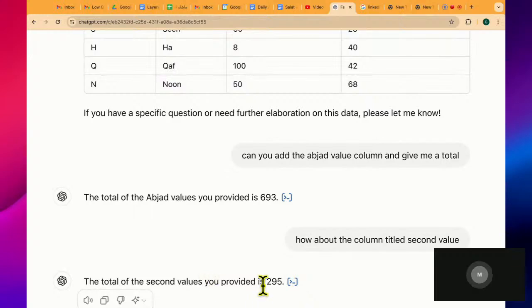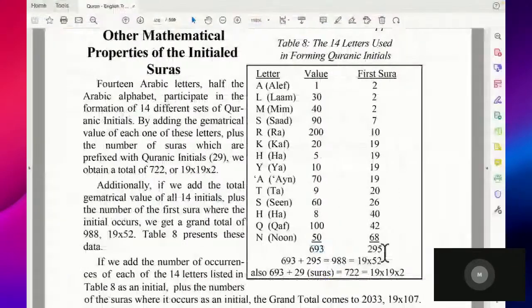The total of the second column provided is 295, and we have 295, and 693 plus 295 becomes 988, which is 19 times 52. And also, 693, which is the addition of the first column, the abjad value of the letters, plus the 29 surahs which are initial in the Quran, becomes 722, also 19 times 38. So this can't be coincidental.